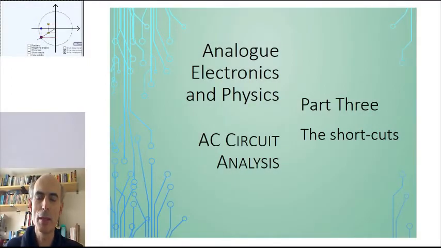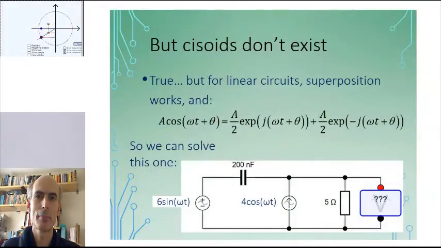Hello, and this time we will be developing a simple technique for using the concepts of cissoids and complex impedance and phasors to analyse AC circuits. As we've seen, it is quite straightforward to analyse AC circuits if the sources are cissoids, because in that case capacitors just behave as if they have a negative imaginary complex impedance. Inductors behave as if they have a positive imaginary complex impedance. Resistors just have a resistance. You can apply all the same techniques to those circuits as we did for DC circuits.